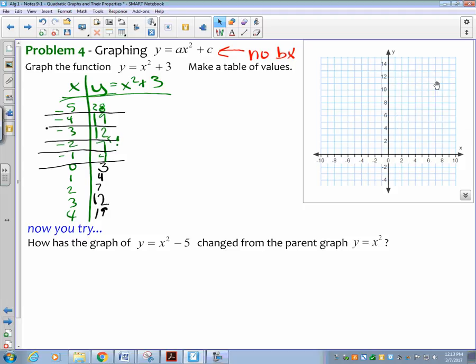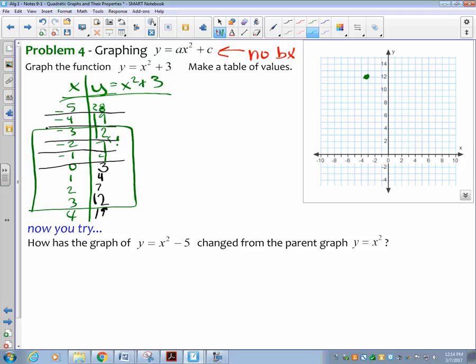Okay, let's grab these. Guys, the folks at home can listen to the voices. So we won't be able to graph the 19, but I definitely can graph these guys. So we go over to -3, up to 12. Over to -2, up to 7. Over to -1, up to 4. Over to 0, up 3. And then the pattern repeats.